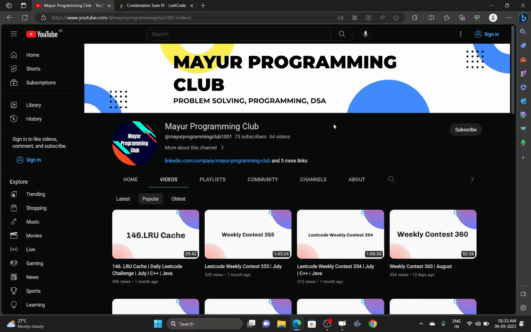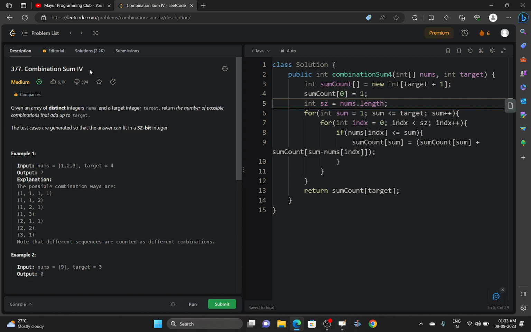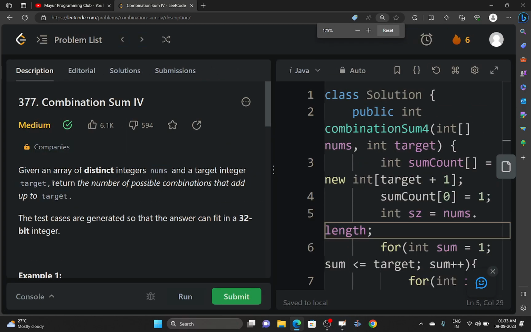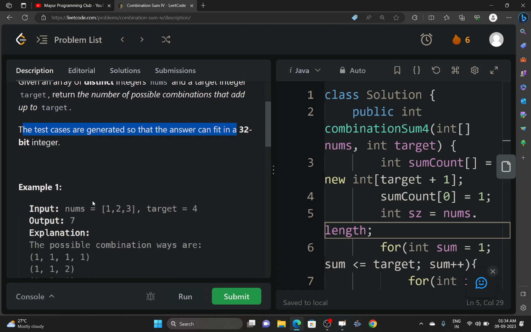Today we will be solving another daily Leetcode challenge, and the challenge name is Combination Sum Part 4. So the problem statement: given an array of distinct integers, and the array name is nums, and a target integer target, return the number of possible combinations that add up to target. The test cases are generated so that the answer can fit in a 32-bit integer.